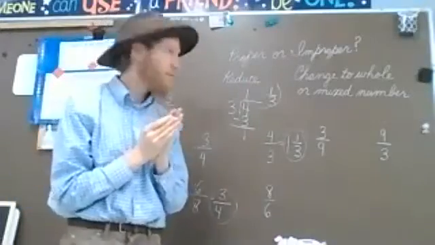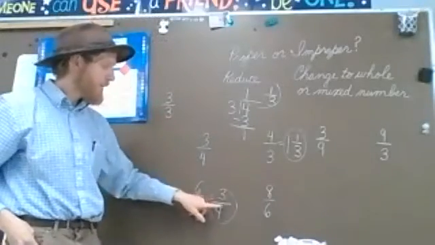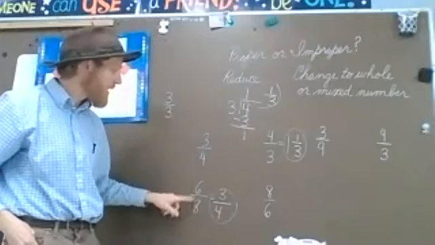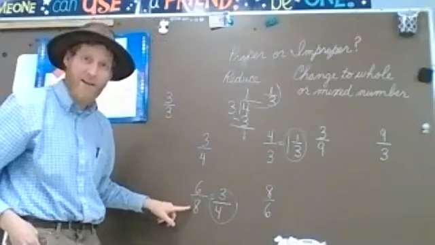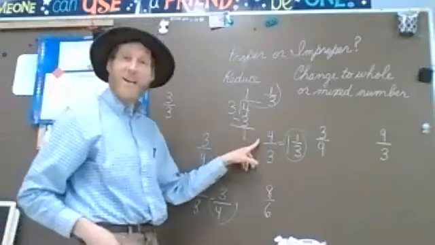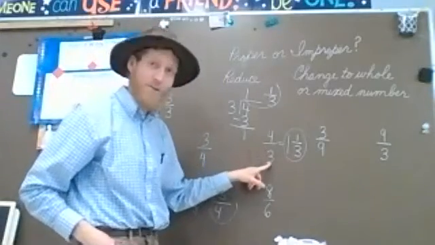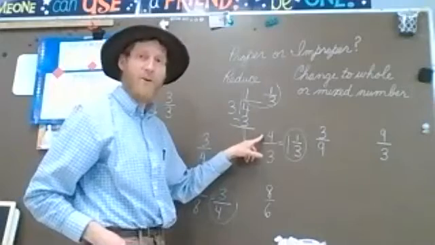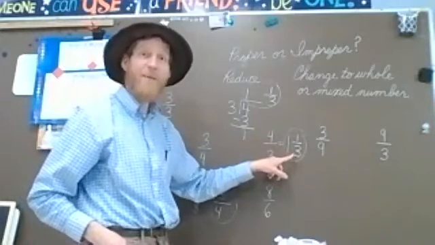So in review, if it is proper, reduce it by finding a common factor and dividing both the numerator and denominator by that number. If it is improper, that's when we divide our denominator into our numerator and get a whole or mixed number, in this case, a mixed number.